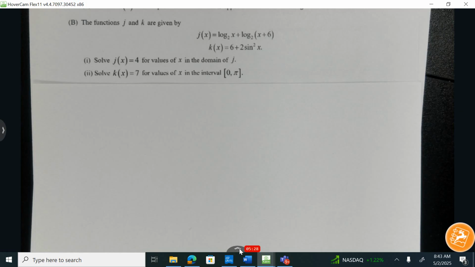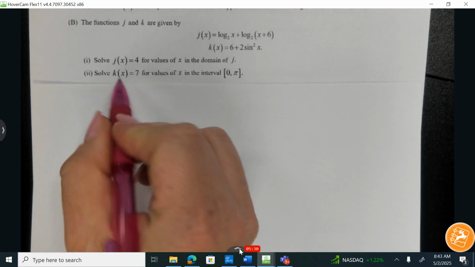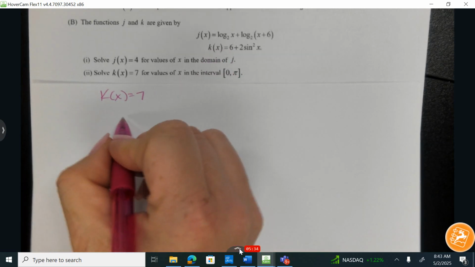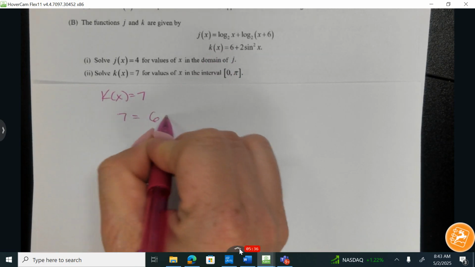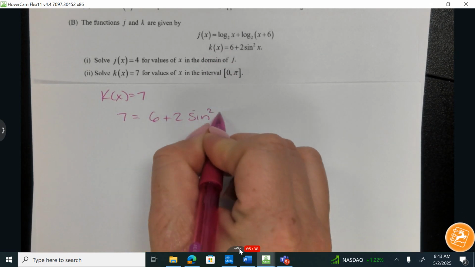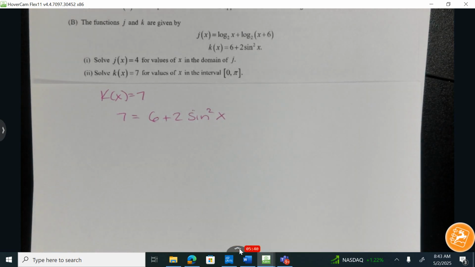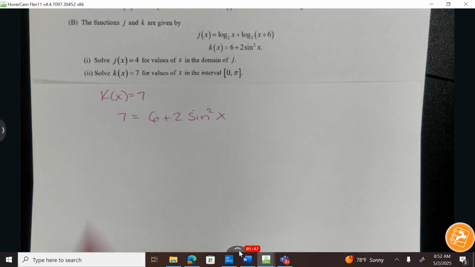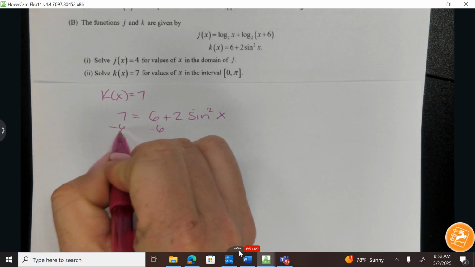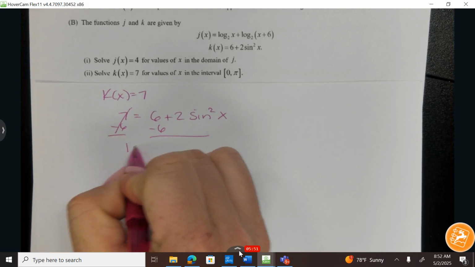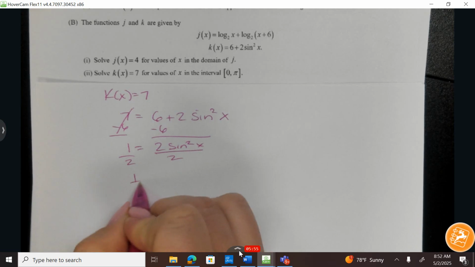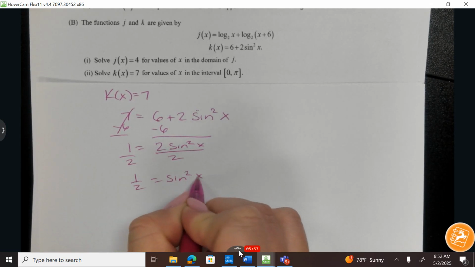Let's take a look at the second part of B. So now I have k of x equals 7. I'm going to replace k of x with 7. So 7 equals 6 plus 2 sine squared x. Again, I'm going to have to pause periodically to check students' answers. Alright, so the very first thing I'm going to do here is subtract 6 from both sides, and I end up with 1 equals 2 sine squared x. I'm going to divide both by 2, and I have 1/2 equals sine squared x.